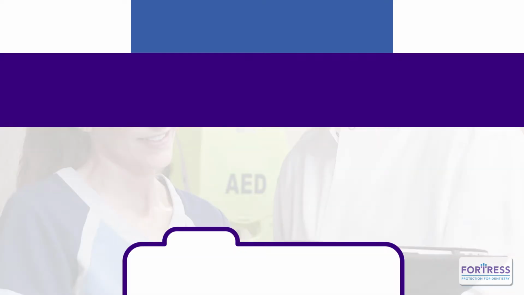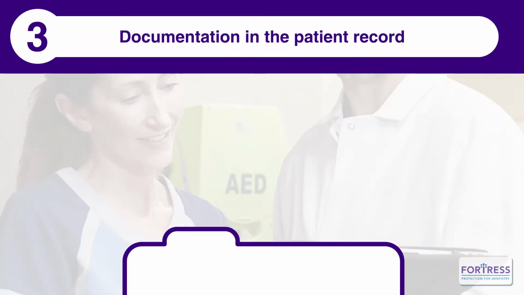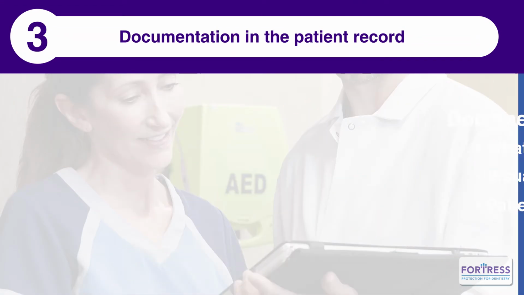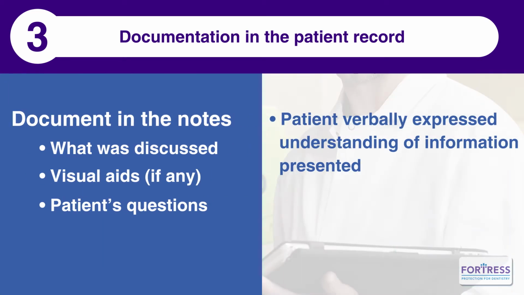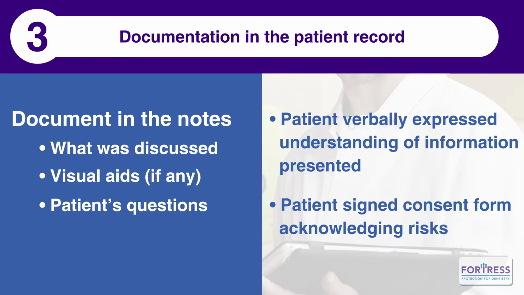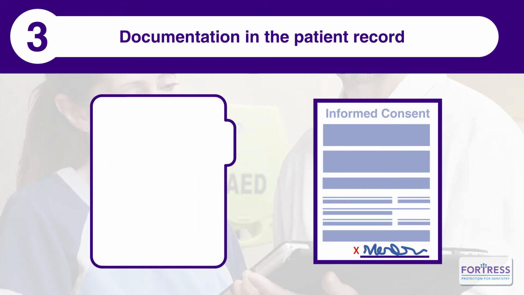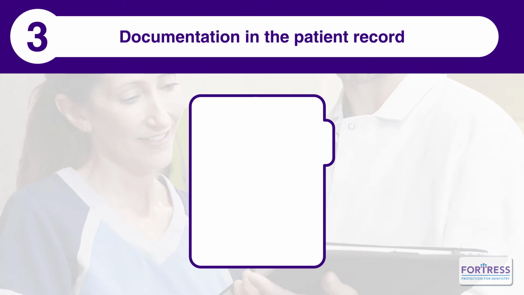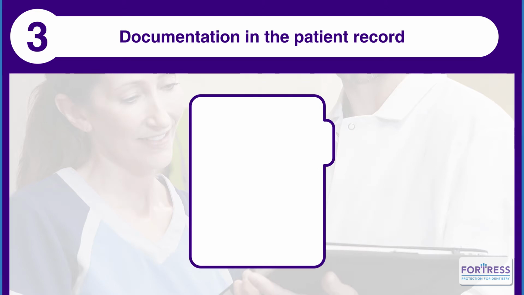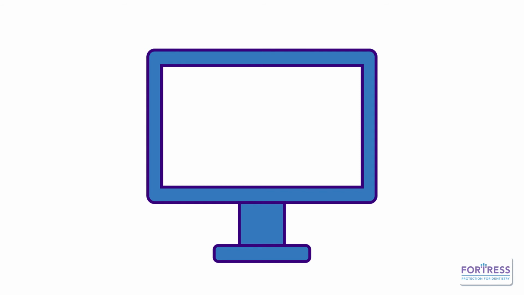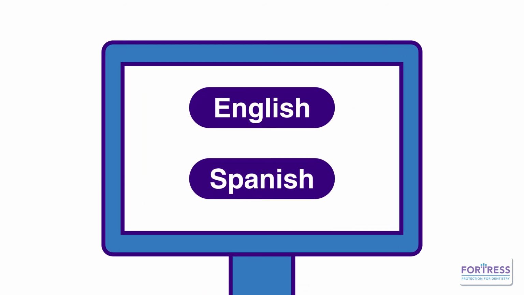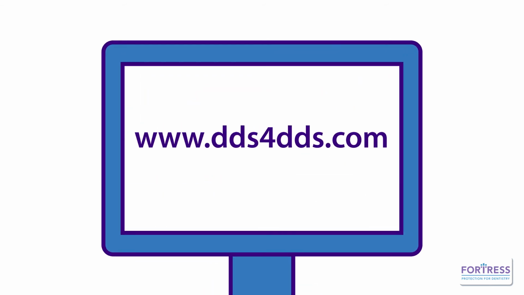The final step in the informed consent process is proper documentation in the patient record. Document the discussion with the patient. Be sure to note that the patient verbally accepted the plan and signed the consent form, acknowledging the risks. Append the signed and dated consent form to the patient record to fully document the informed consent process. A library of procedure-specific consent forms, available in both English and Spanish versions, can be downloaded from our website and customized for use in your practice.